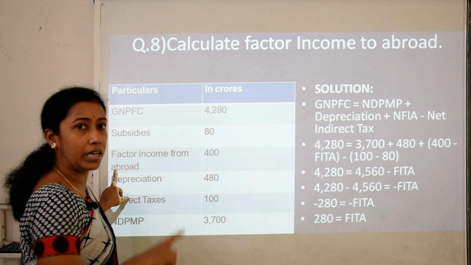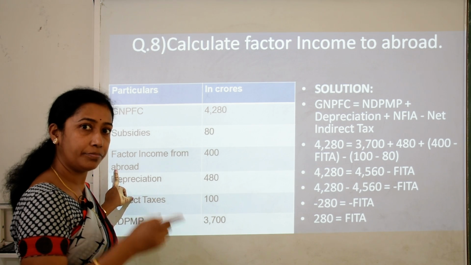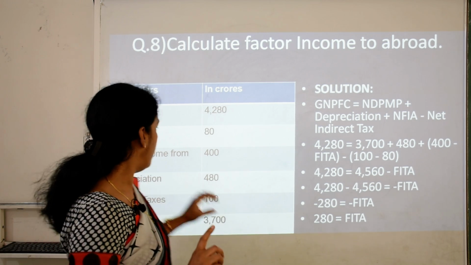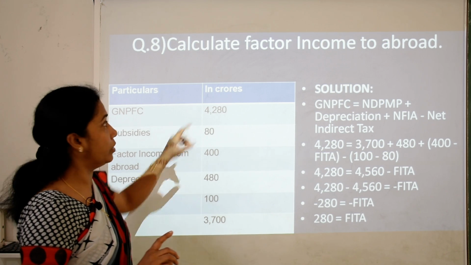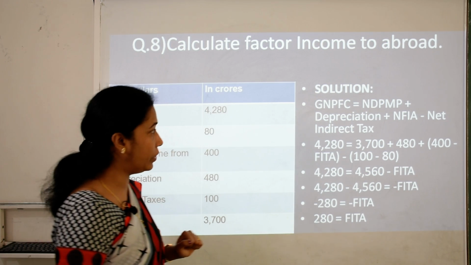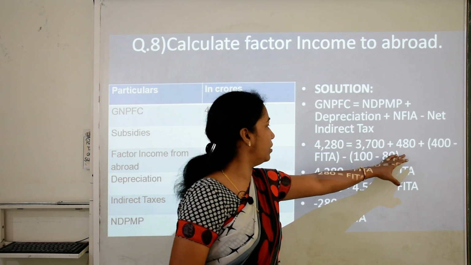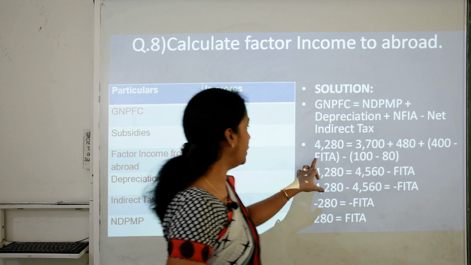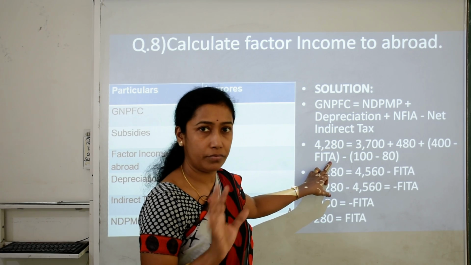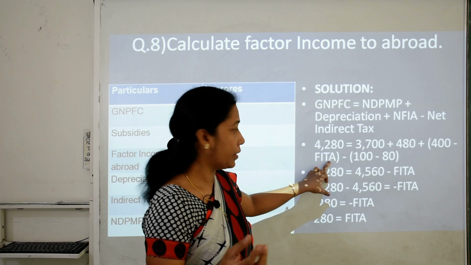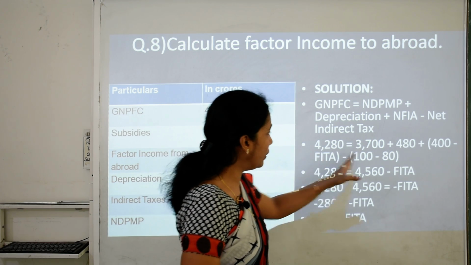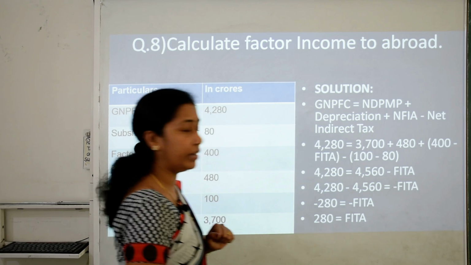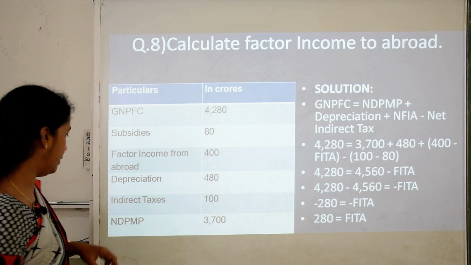And how we are going to calculate net factor income from abroad? That is income from abroad minus income to abroad. But what is given is income from abroad, to abroad, which we need to calculate. So whatever is given, we will apply the formula as it is. That is factor income from abroad 400 minus factor income to abroad. The number is not given. We need to calculate this only. So we will carry it again, and this is how we will get the answer, that is factor income to abroad as 280.